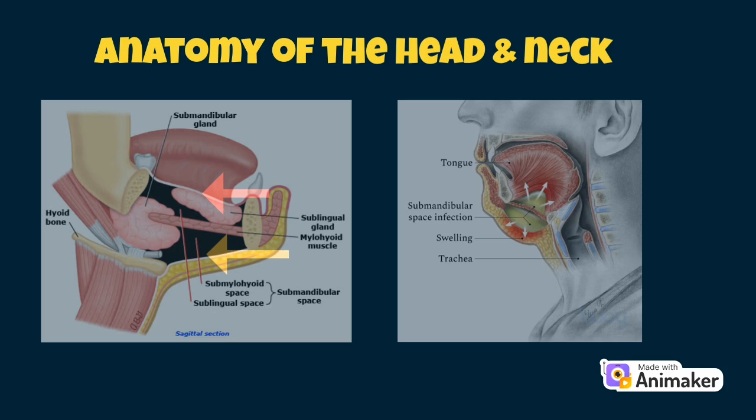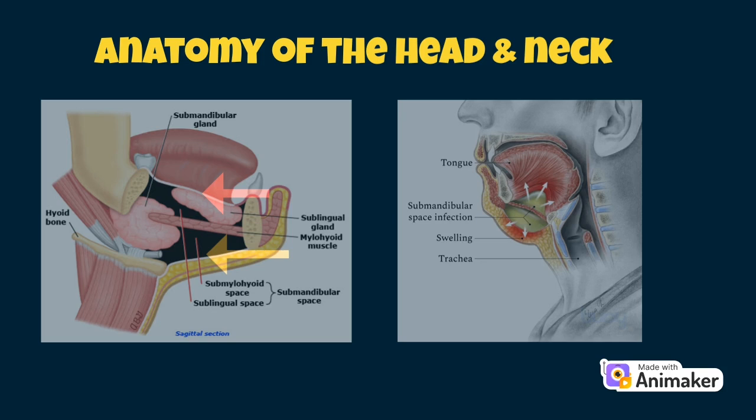Submandibular space lies between the mucous membrane of the floor of the mouth and tongue on one side, and the superficial layer of the cervical fascia extending between the hyoid bone and mandible on the other. It is divided into two compartments by the mylohyoid muscle.